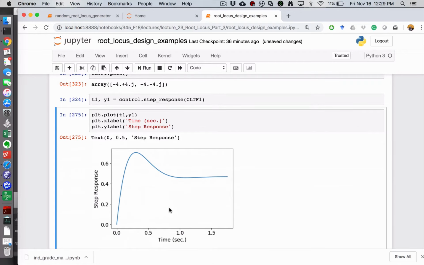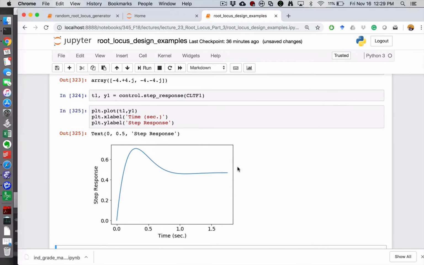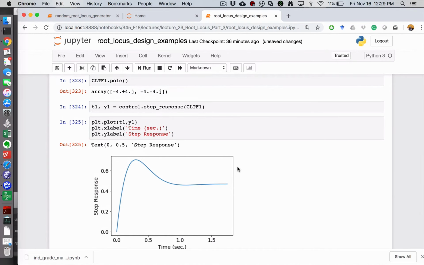I could then also do a step response of my closed loop transfer function, and it looks like this. Now, because I've got a 0, I probably have more overshoot than I was expecting, and I also don't have a steady state error of 0 for a unit step input, so that would require some additional work, but this is a pretty good starting point for my control design.